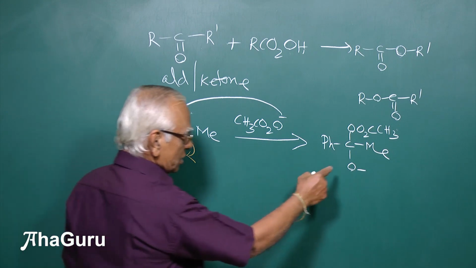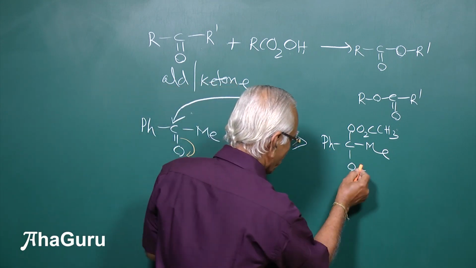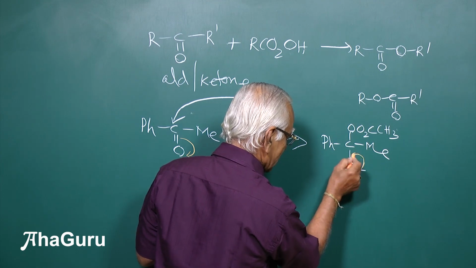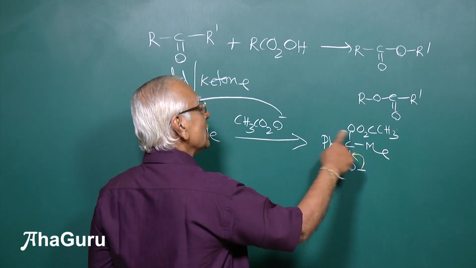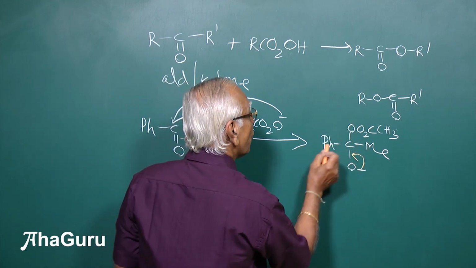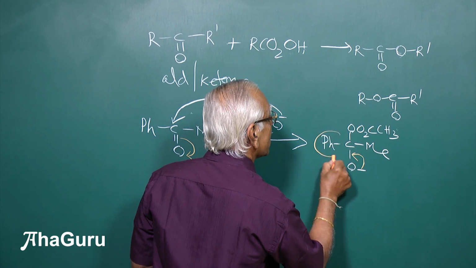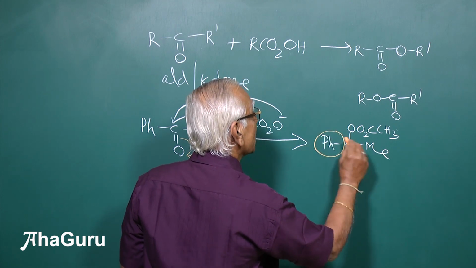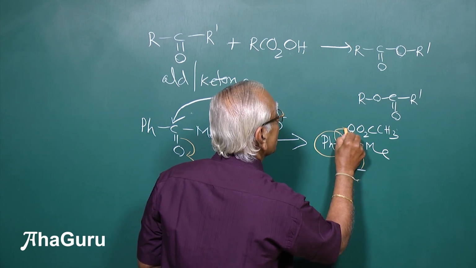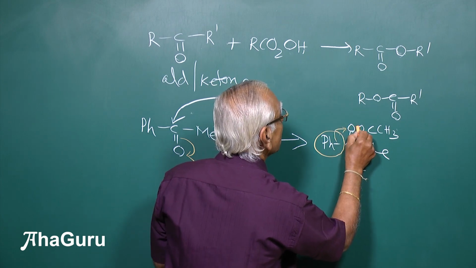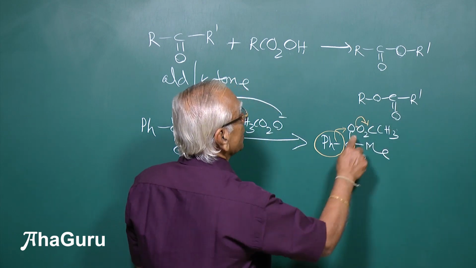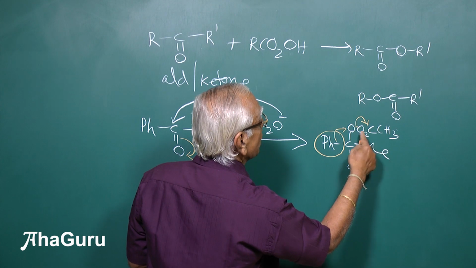Now, the whole thing should start from here. What should you do? I want to take away this oxygen's negative charge as a double bond, and one of these two groups is going to be attached to oxygen. Of these two, the phenyl group has a greater migratory aptitude than the methyl. That means it is able to migrate faster. So, the phenyl group gets attached here, and the whole thing comes out as the leaving group here. What comes out? CH3COO minus.